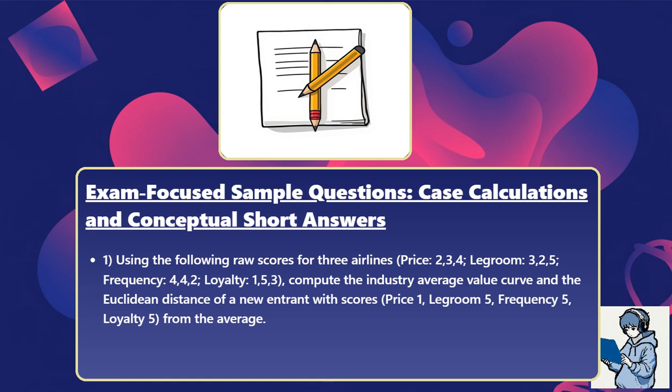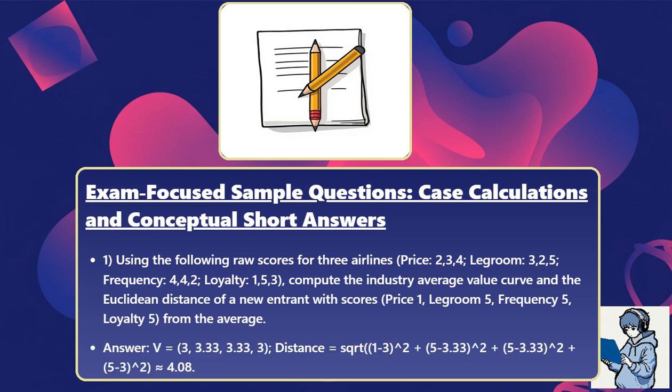1. Using the following raw scores for 3 airlines: price 2, 3, 4; legroom 3, 2, 5; frequency 4, 4, 2; loyalty 1, 5, 3. Compute the industry average value curve and the Euclidean distance of a new entrant with scores price 1, legroom 5, frequency 5, loyalty 5 from the average. Answer: V equals (3, 3.33, 3.33, 3). Distance equals the square root of (1 minus 3) squared plus (5 minus 3.33) squared plus (5 minus 3.33) squared plus (5 minus 3) squared, approximately 4.08.